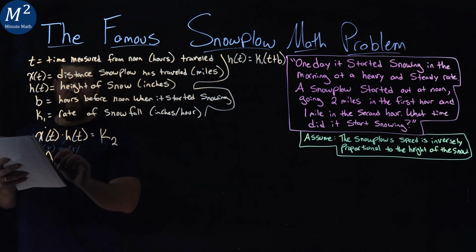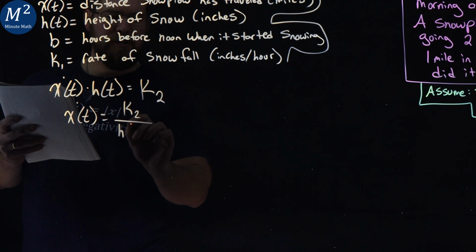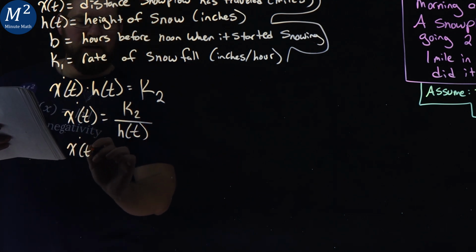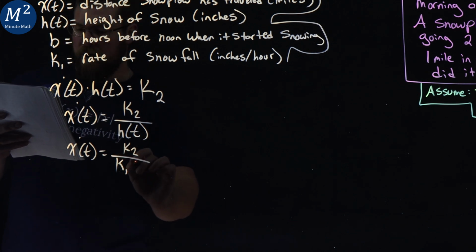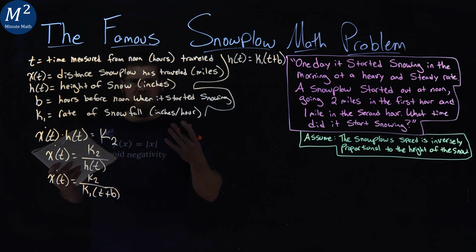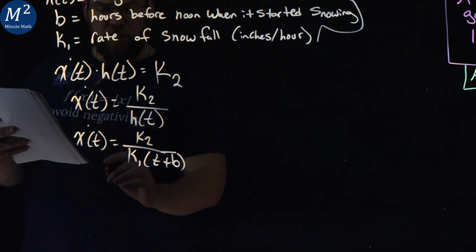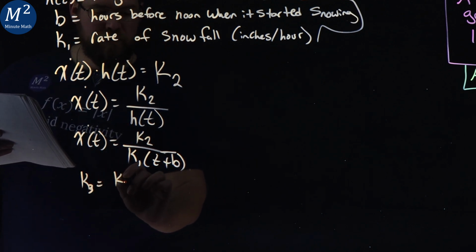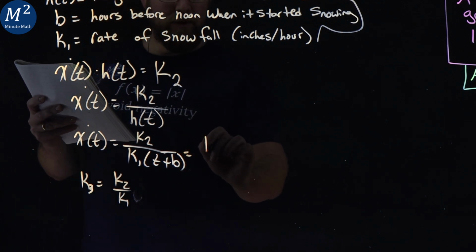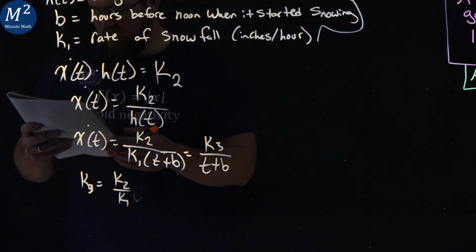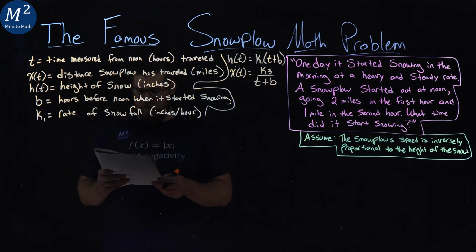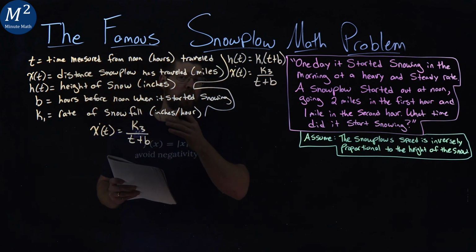Simplifying to get x prime of t by itself, we have x prime of t equal to K2 over h of t, and h of t we know to be K1 times the quantity t plus b. So x prime of t is equal to K2 over K1 times the quantity t plus b. While we're at it, let's make K2 over K1 equal to K3 to simplify this. So K3 is equal to K2 over K1, and we can use that to have K3 over t plus b equal to x prime of t. Let's write that information up here to have it saved. So x prime of t is equal to K3 over t plus b.